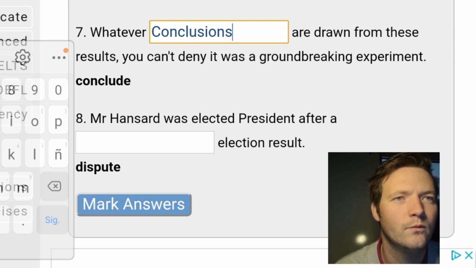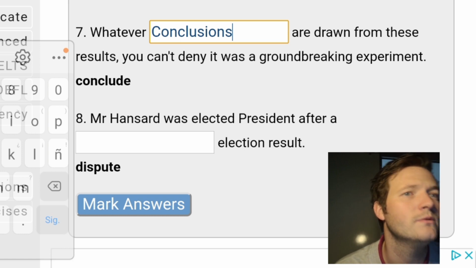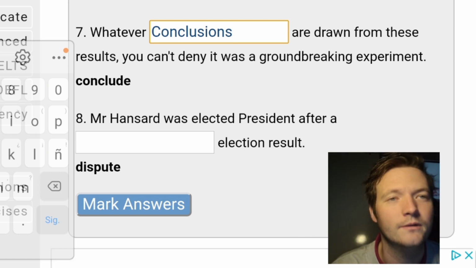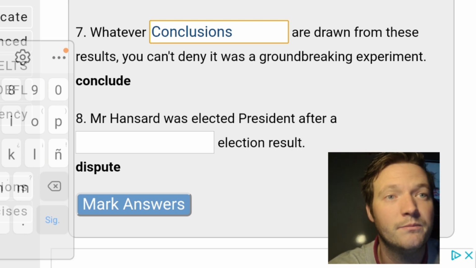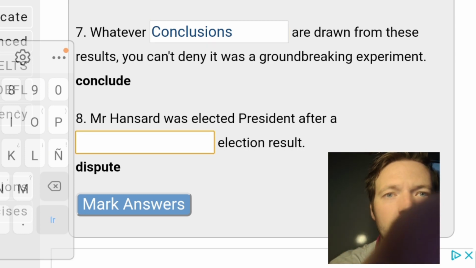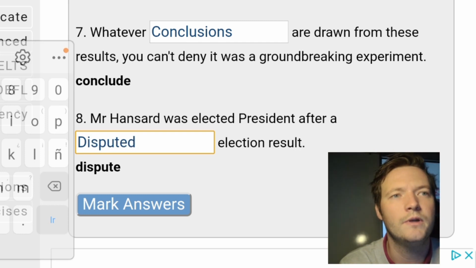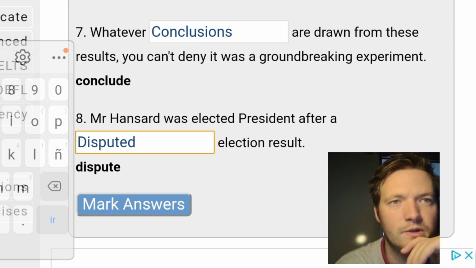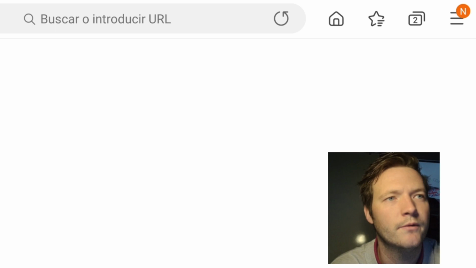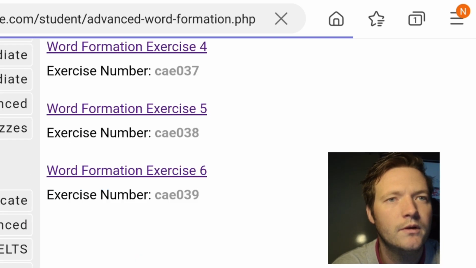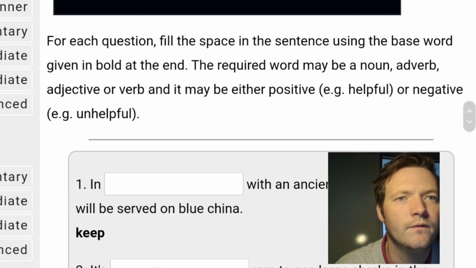Mr. Hansard was elected president after a disputed election result. Oh, very topical. Again, we don't really have the context, but I'm guessing it was a disputed election result. And they're all correct. What do you know? There you go. We continue. We must strive for more.